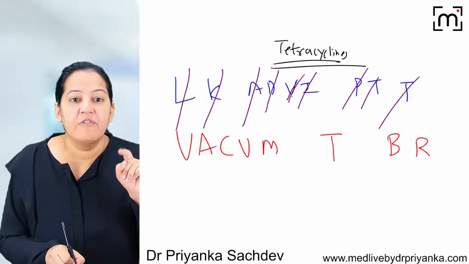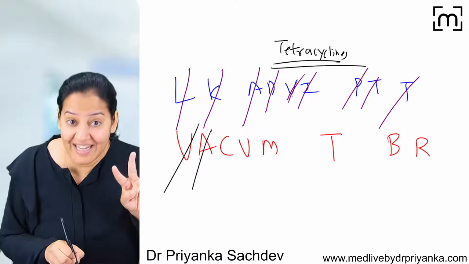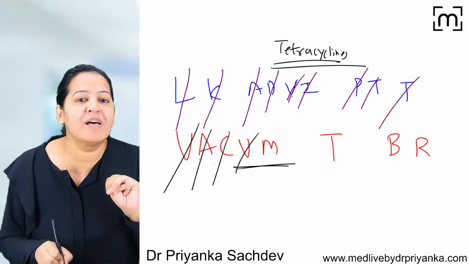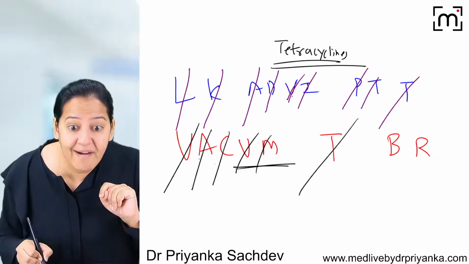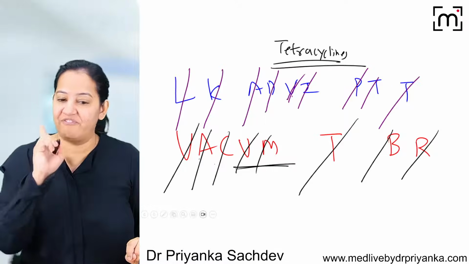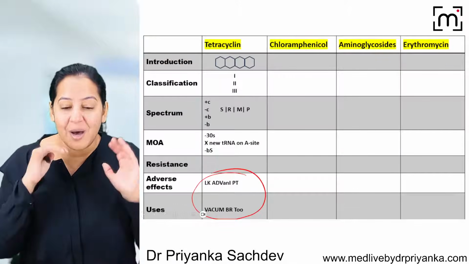Now, say the uses. Try to say it once. Vibrio cholerae, first choice. Acne, first choice. Chlamydia, LGV, first choice. Ureaplasma, mycoplasma, first choice. Tularemia, Borrelia, Rickettsia, first choice. So tetracycline is given as a first choice drug in these. So this is the summary of tetracycline.